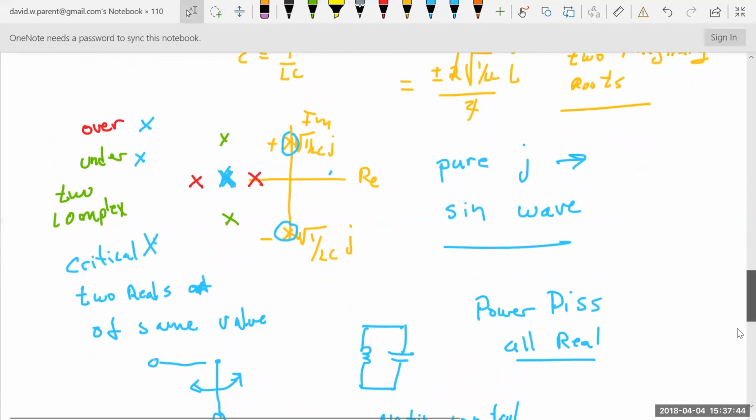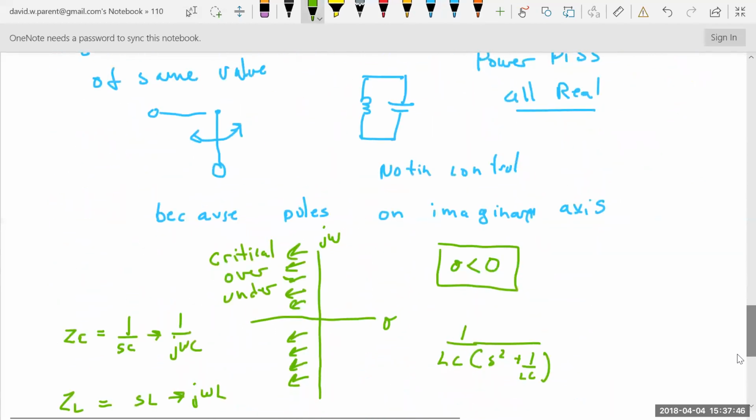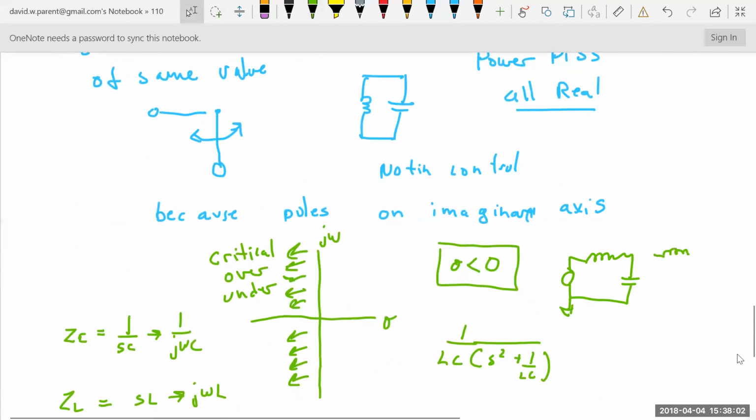that's just the natural response. It's true, we were doing this circuit, but the natural response of this circuit is when the input is equal to 0. So that means we just do this. Well, you can see that that's really the same thing.